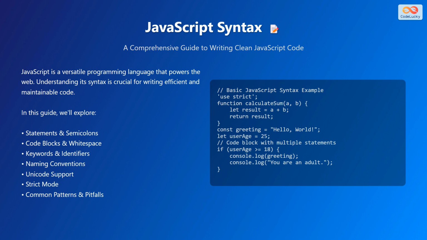In this guide, we'll explore statements and semicolons, code blocks and whitespace, keywords and identifiers, naming conventions, Unicode support, strict mode, and common patterns and pitfalls. Here's a basic example of JavaScript syntax. You'll see the use of strict mode, a function definition, variable declarations using let and const, and a conditional block with console.log statements.